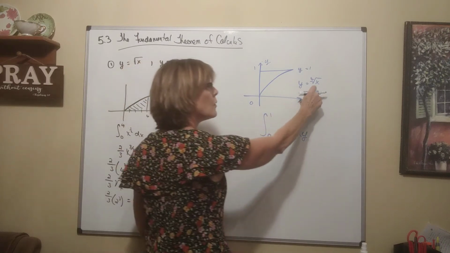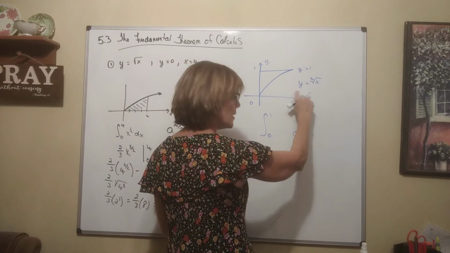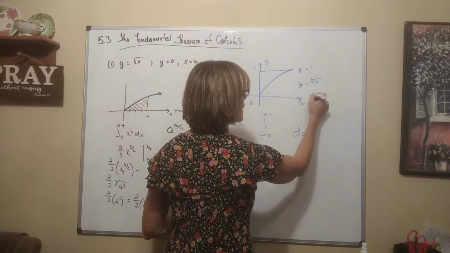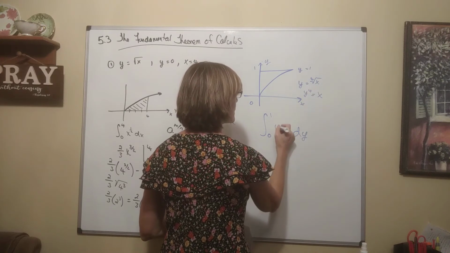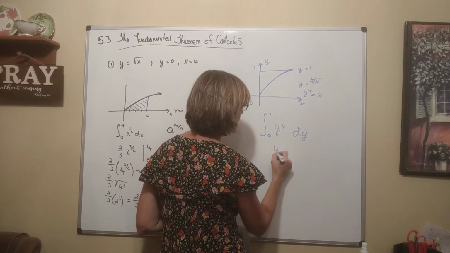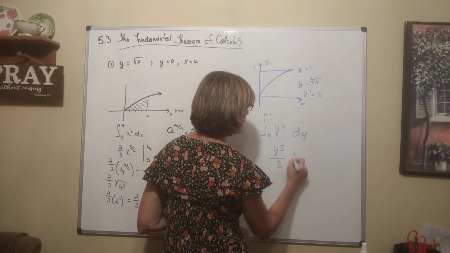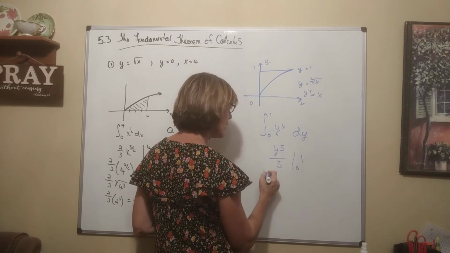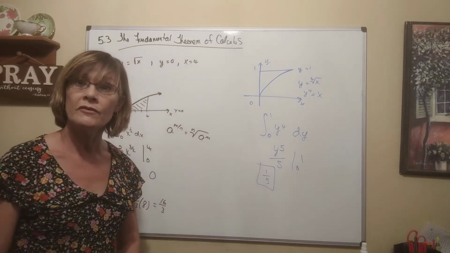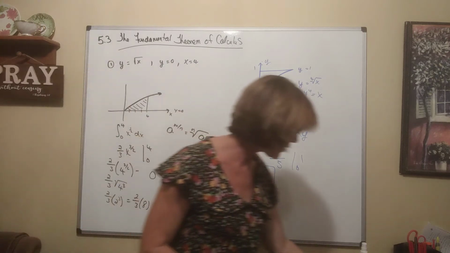But in order to do that, we don't want x's here, we want y, so just solve for x. Raise both sides of this equation to the 4th power. x is y to the 4th. And then we'll integrate y to the 5th over 5 from 0 to 1. Plug in: 1/5 minus 0. The area under that curve is 1/5. And so that is a good thing to know how to do.